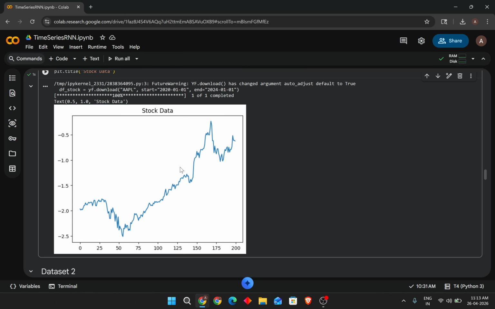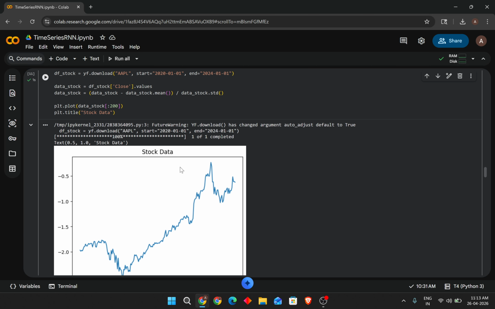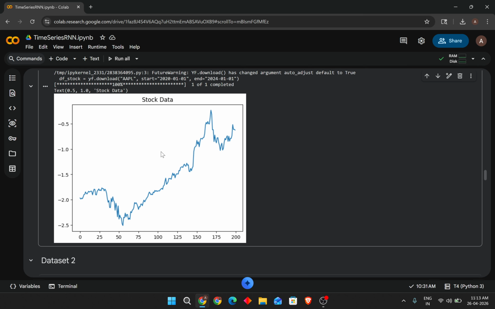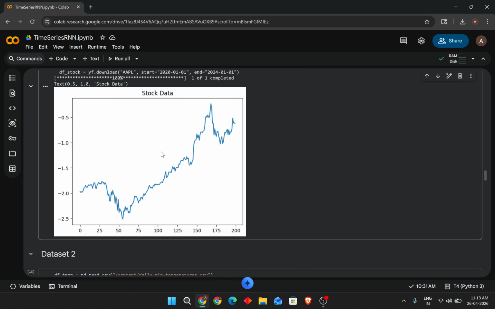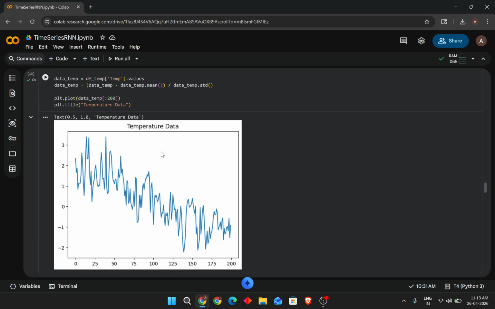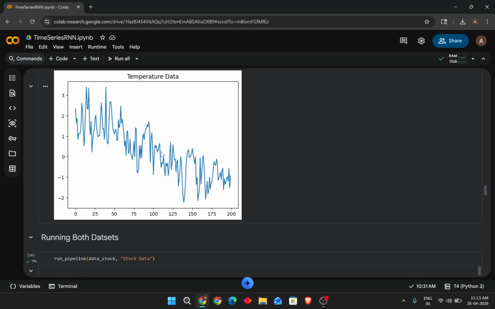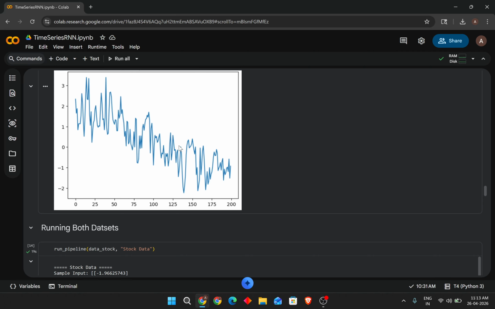I have used two datasets: stock price data and temperature data. From the graphs, it can be seen that the stock data shows a clear upward trend with some fluctuations. On the other hand, the temperature data is more noisy and irregular with frequent ups and downs.